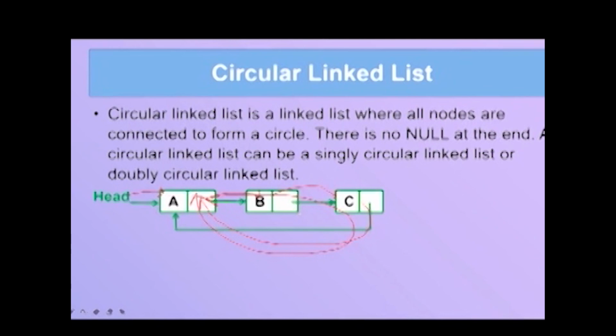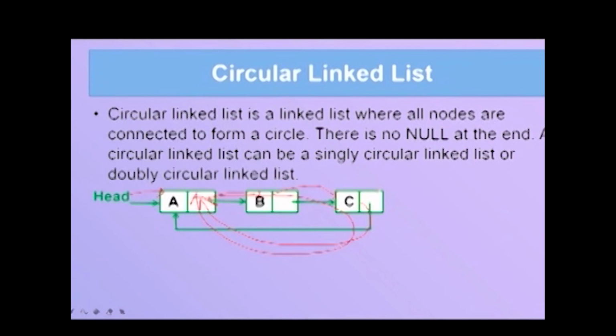So this is a circular linked list. In this linked list, there is no null at the end. In a singly linked list, we have seen that there is a null pointer at the end, and in a doubly linked list, there are two null pointers, right? The next pointer of the last node is null, and the previous pointer of the first node is also null in a doubly linked list. But in a circular linked list, there is no null pointer. The next pointer of the last node is pointed to the first node again.